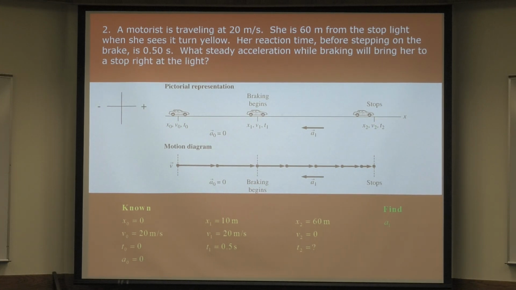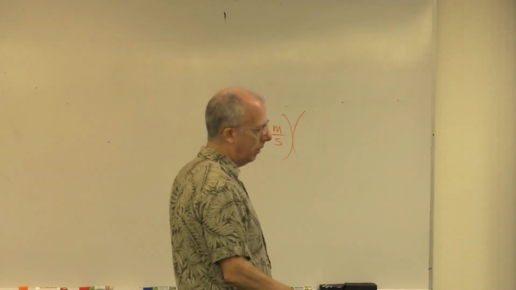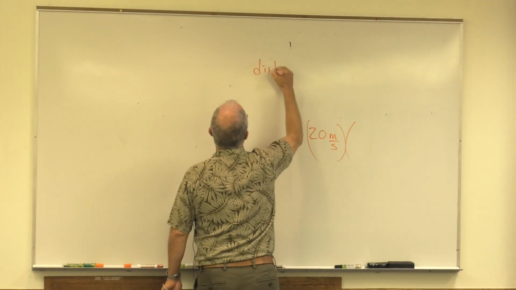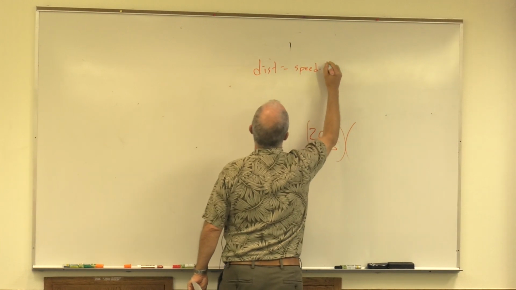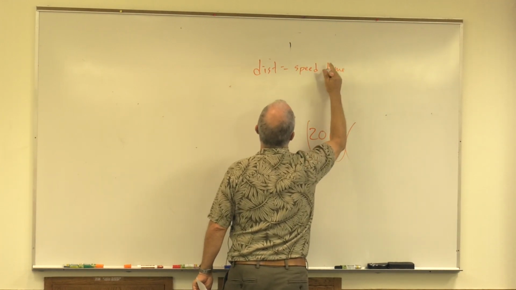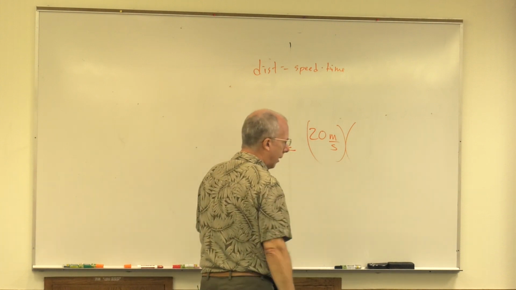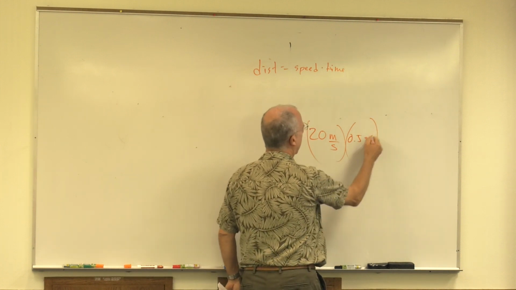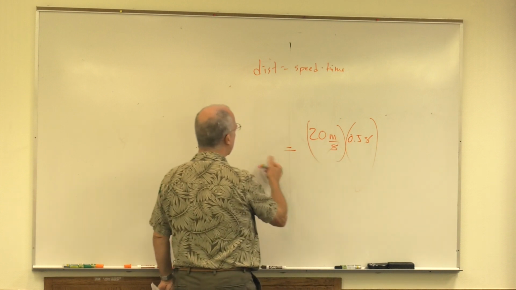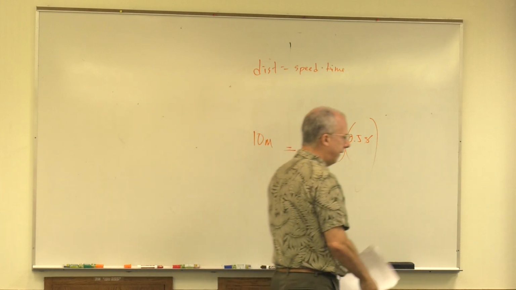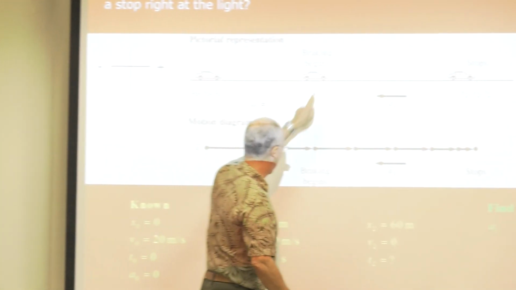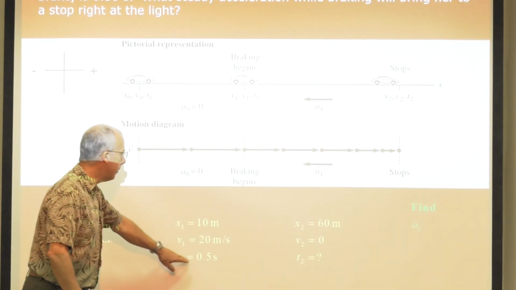So she's going at 20 meters per second, right? And it takes her half a second to hit the brake. So remember, distance equals speed times time. So we want to know the distance. So 20 meters per second times a half a second. Second kills seconds. Half of 20 is 10. Got the units, 10 meters. Right? So x1 is 10 meters. Okay, she's still going 20, right? That's where she hits the brake. So she's still going 20 meters per second, and the time is a half a second.